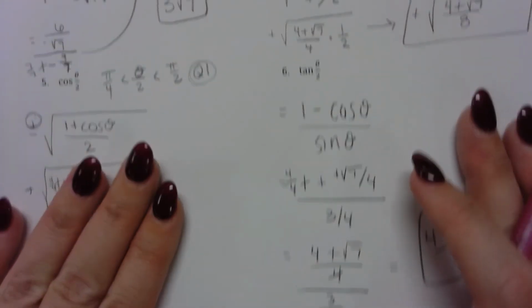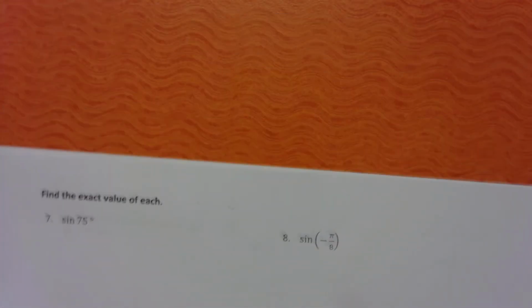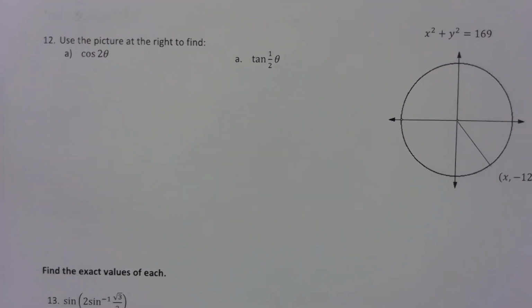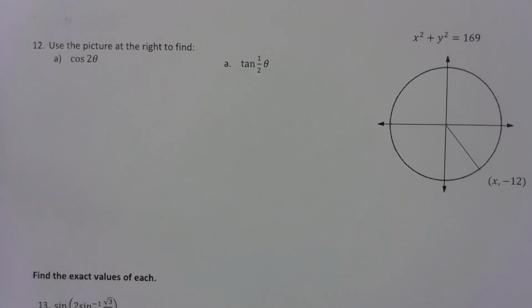Okay, I'm going to skip a little bit here. I'm going to skip this page. I'm going to do this in the part 2 video. But I want to do this top one real quick for this part 1 video. So I'm on number 12. It says use the picture on the right to find cosine of 2 theta and tangent of a half theta.